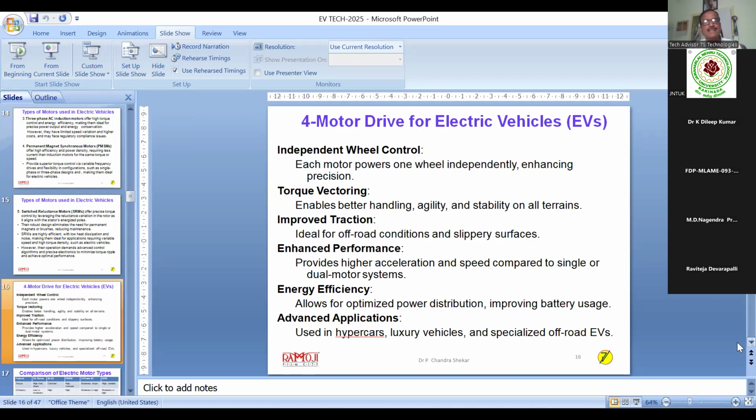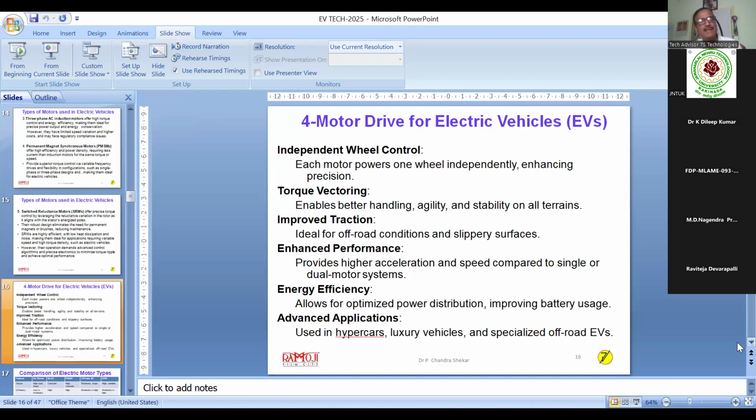wheel. So now the motors are mounted directly onto the wheel. Independent wheel control: each motor powers one wheel independently, enhancing the precision. Torque vectoring enables better handling, agility, and stability in all terrains. Improved traction, ideal for off-road conditions and slippery surfaces. Enhanced performance, providing higher acceleration compared to single or dual motor systems.